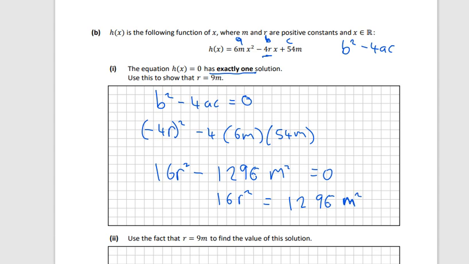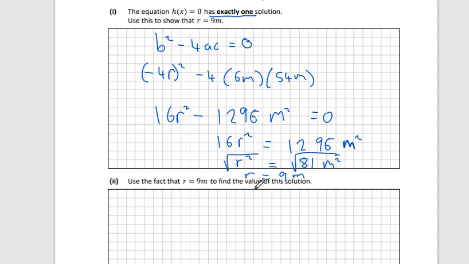Now if I divide the 16 across, I get r squared is equal to 81m squared, and then the last step is just to square root both sides. So if I square root r squared, it just gives me r. If I square root all of that, the square root of 81 is 9, and the square root of m squared is m, so r equals 9m.